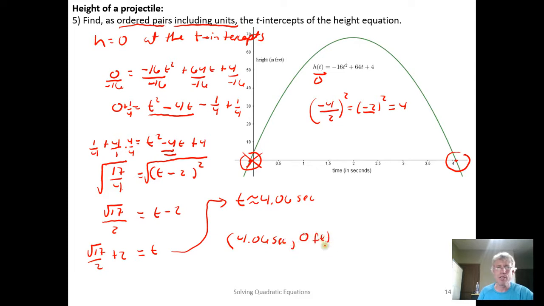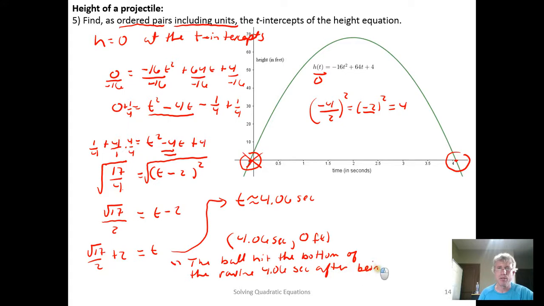corresponds to my being on the ground or at 0 feet. So my interpretation is the ball hit the bottom of the ravine. It landed, in other words, 4.06 seconds after being thrown. So there's my interpretation. And we're going to do one last thing with this model.